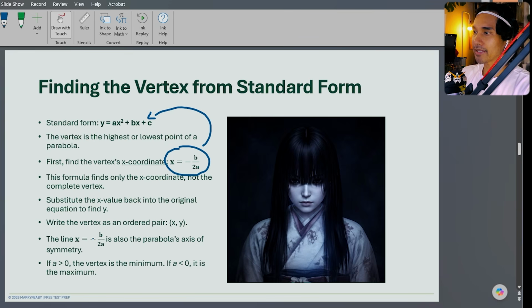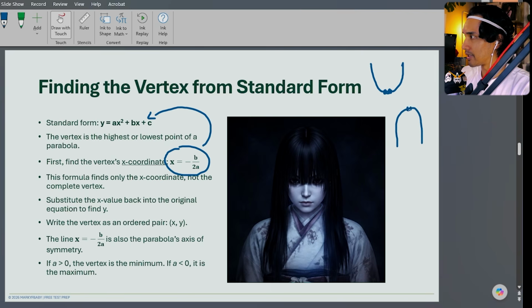The line x equals -b over 2a is also the parabola's axis of symmetry. If a is positive, the vertex is the minimum. If a is negative, it is the maximum. And what I mean here is, here's a positive, there you go. You have a minimum, and then you have a negative. This is now your maximum.